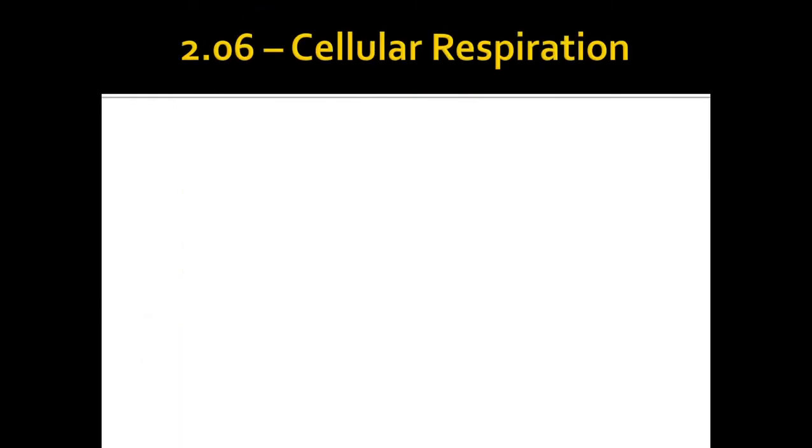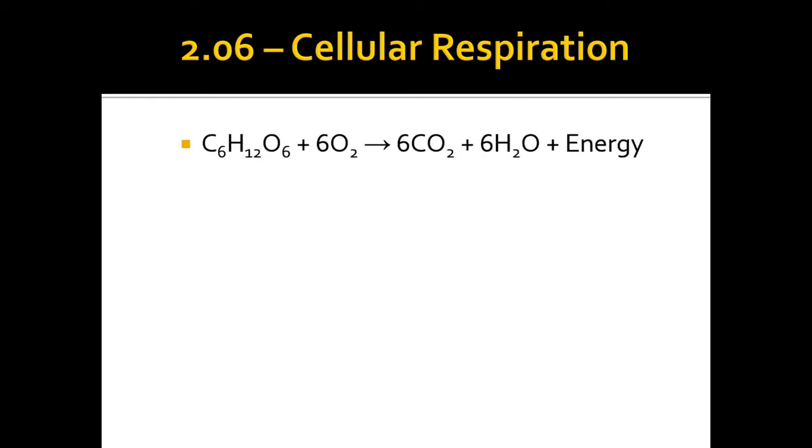So now let's go with the next topic, 2.06, cellular respiration. Here we have our equation for cellular respiration. On the left, we have at first glucose, and we have 6 particles of water. Oxygen. And once the process is being completed, you can notice on the right that carbon dioxide, water, and energy is produced.